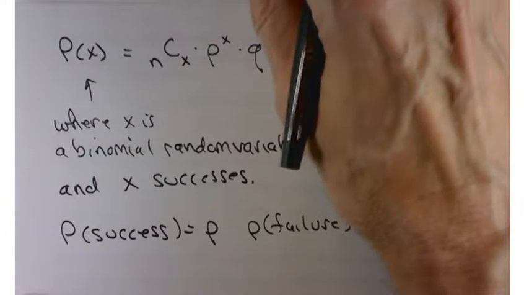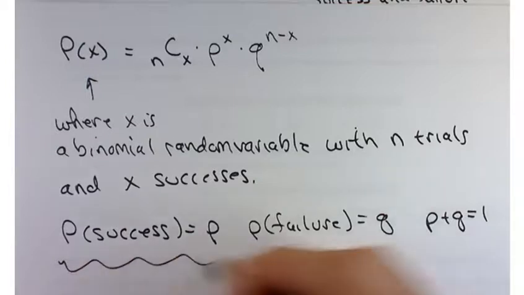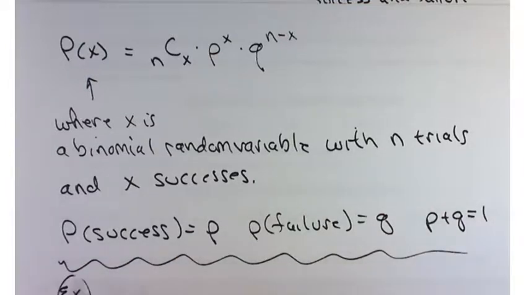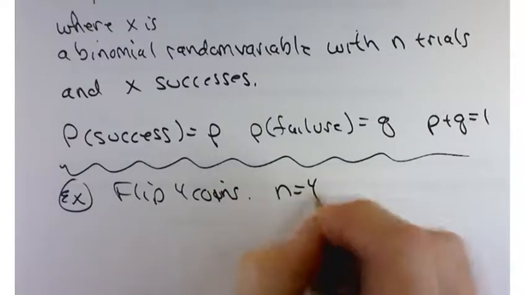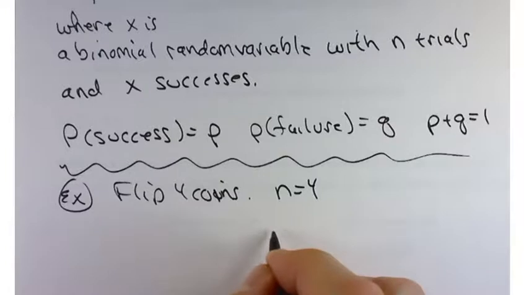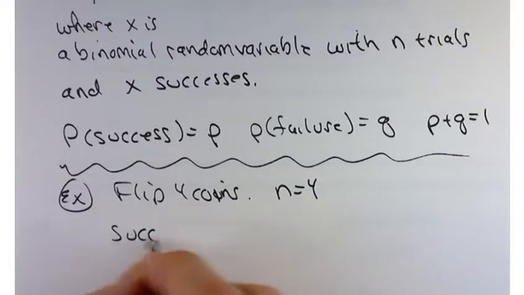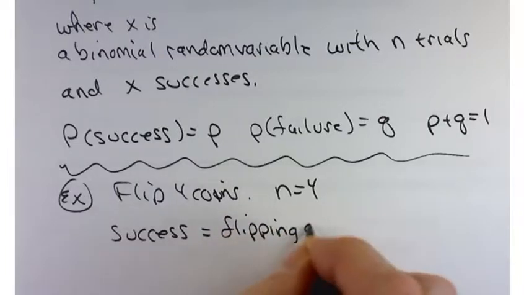So what's that going to look like for our particular example just up above? Let's apply that to flipping 4 coins. If you're going to flip a coin 4 times or flip 4 coins, that tells us n equals 4. If we're looking at a success as being flipping a head, what's the probability? So success equals flipping a head.